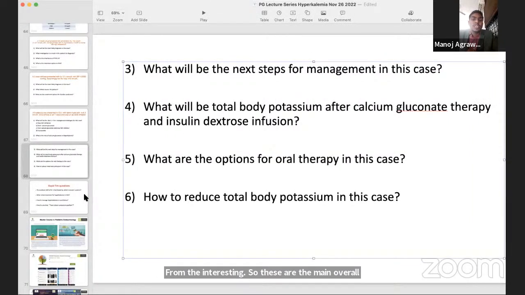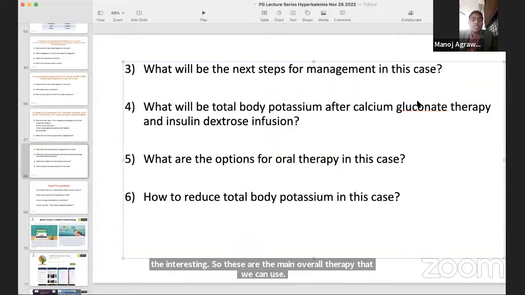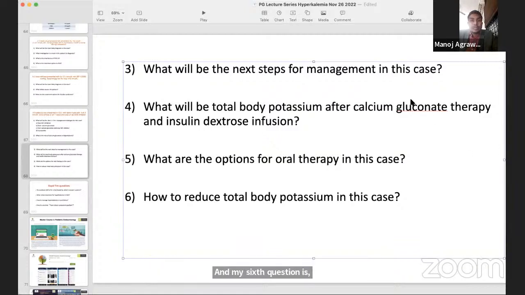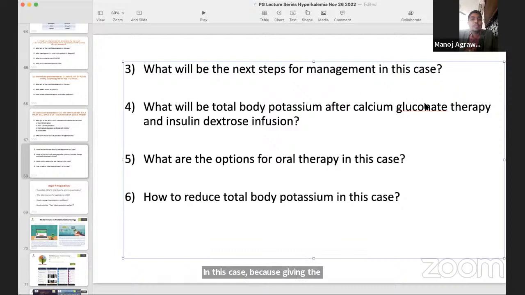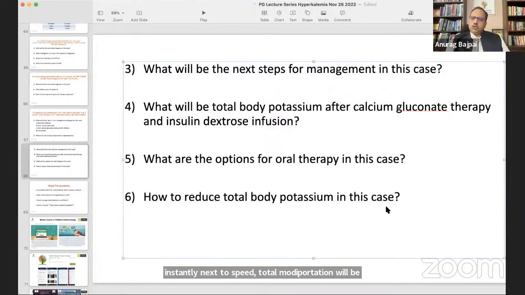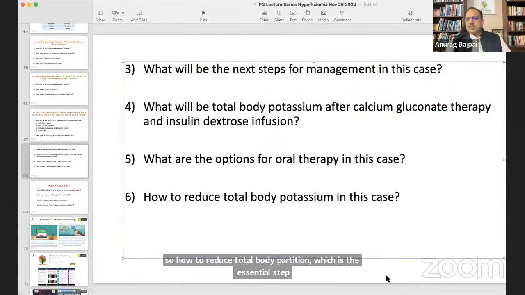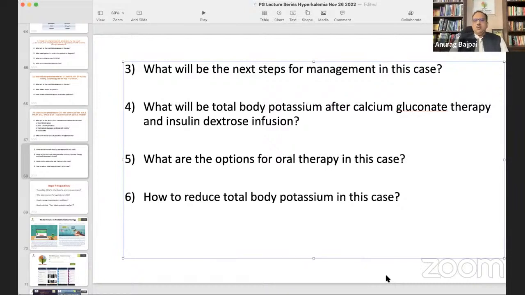My sixth question is, how to reduce total body potassium in this case? Because with calcium gluconate and insulin dextrose drip, total body potassium will be unchanged. So how to reduce total body potassium, which is the essential step? You have already answered that you can use, and Dr. Rajesh is mentioning furosemide is a good option. That's true. You can use furosemide, you can use dialysis, you can use exchange resins and so on.